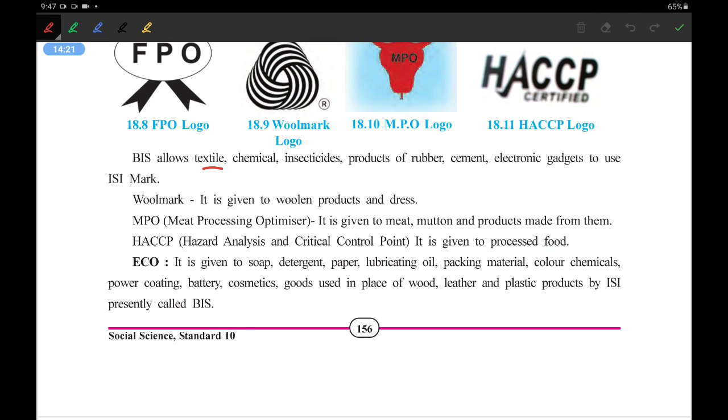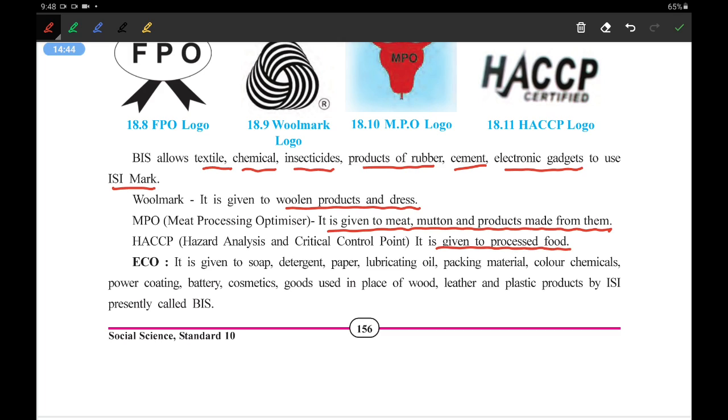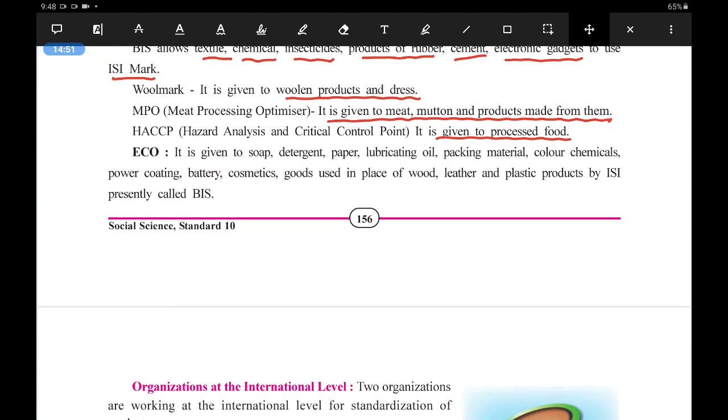BIS allows textile, chemical, insecticides, products of rubber, cement, electronic gadgets to use the ISI mark or the BIS mark. Wool mark is given to woolen products and dresses. Okay. MPO is given to meat, mutton and products made out of them. HACCP is given to processed food, which can be hazardous if not processed properly. Next comes Ecomark. Ecomark is not the car we are talking about, but the other. Let us see.